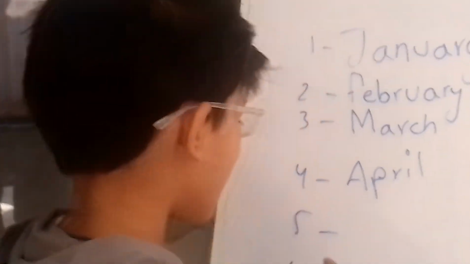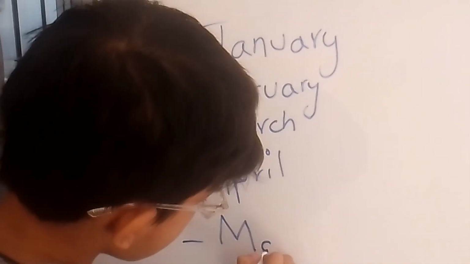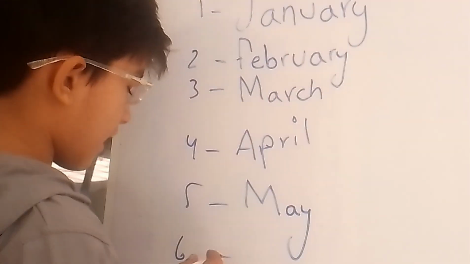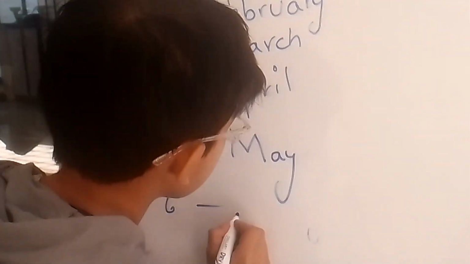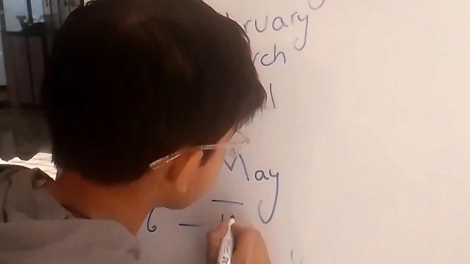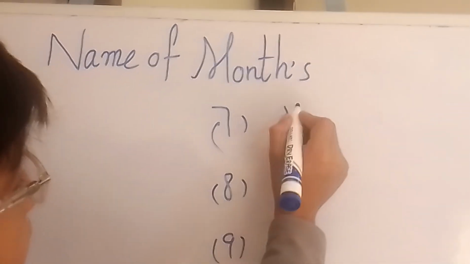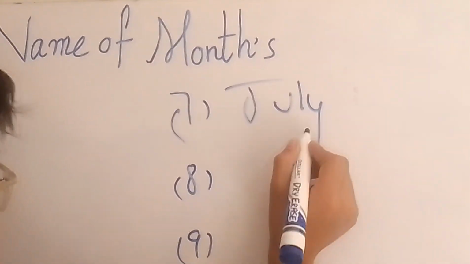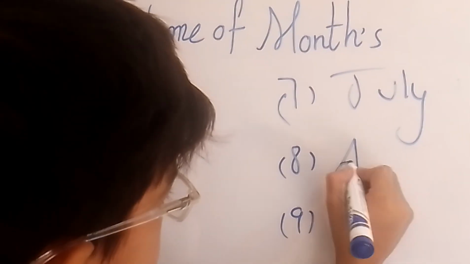You have all heard the term April Fools. Our fifth month is May. And the next month is June, the favorite month for students because the school is off, the rest. Our seventh month is July. After July is August.